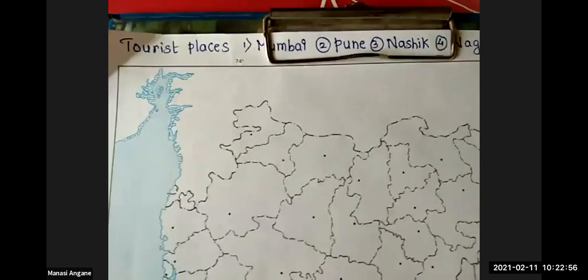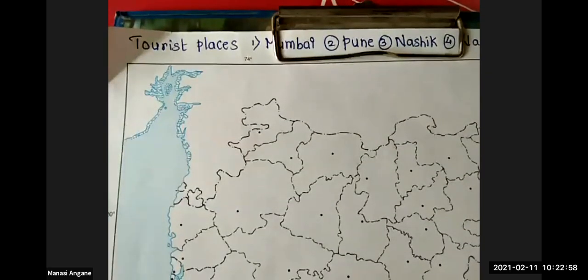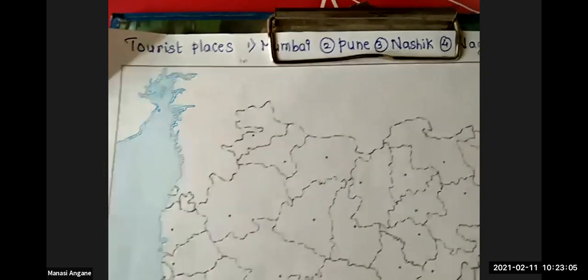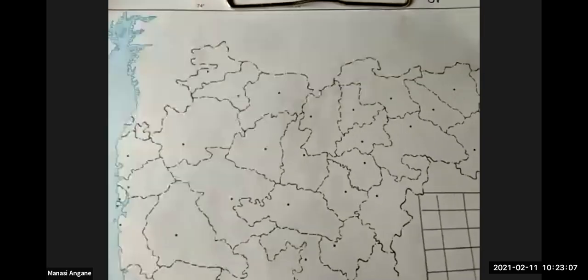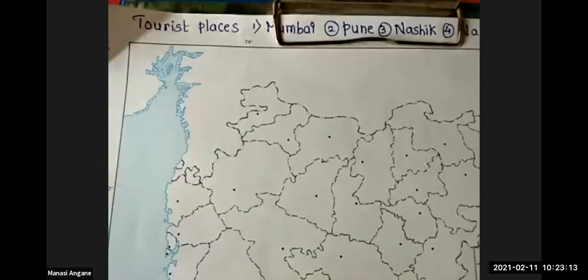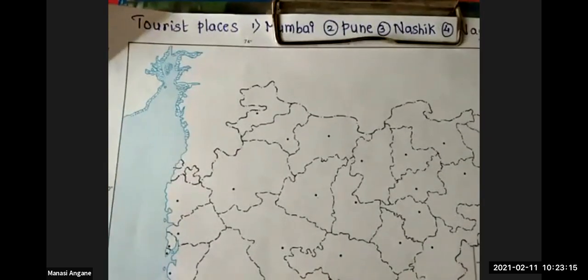Okay, here you can see this map filling. Now your 4A question is there, that is related with map filling. Now this particular question I have taken from your textbook only. This is the map of Maharashtra state. Now here the tourist places are asked for you to mark.